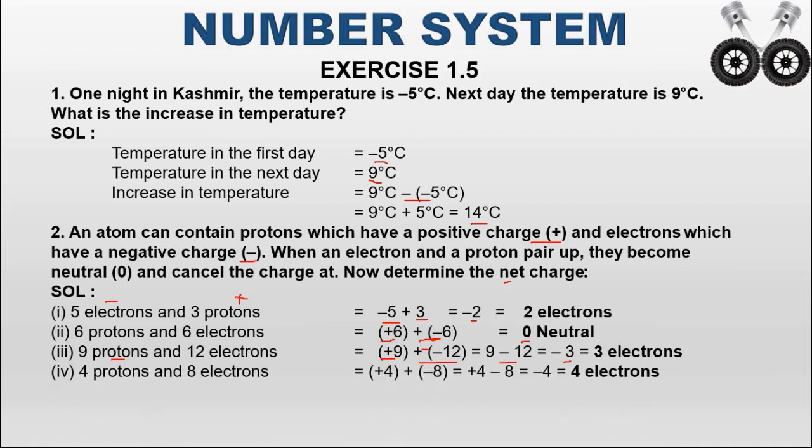And the next one is 4 protons and 8 electrons. Proton is denoted as positive, so that can be written as plus 4, and electron is denoted as negative.